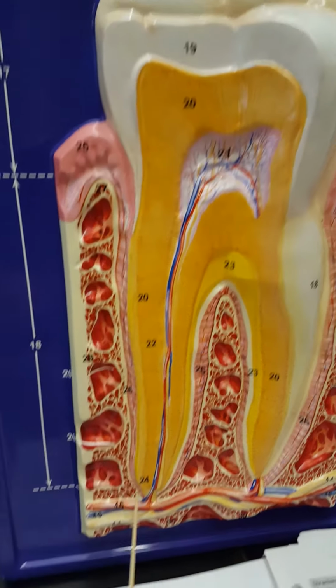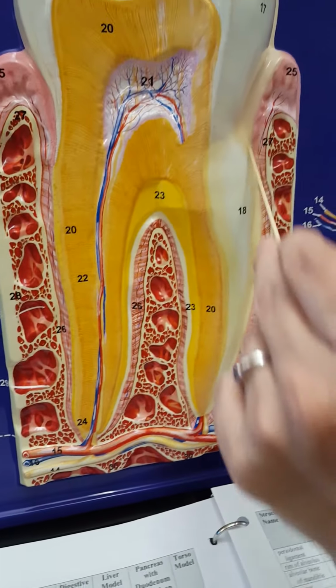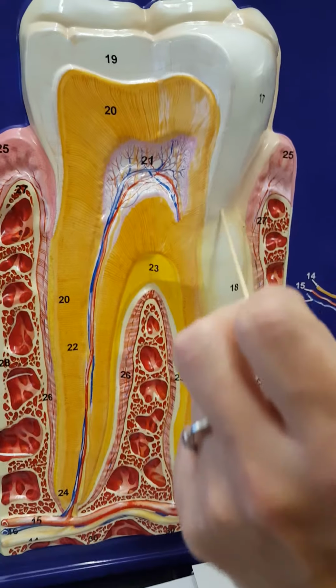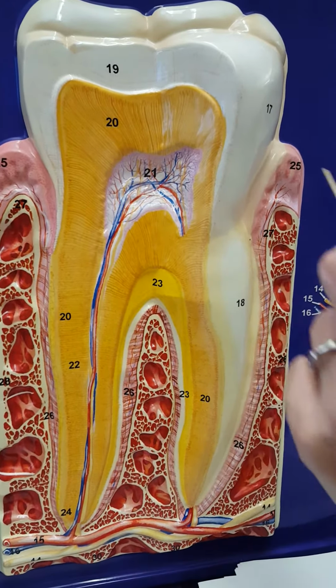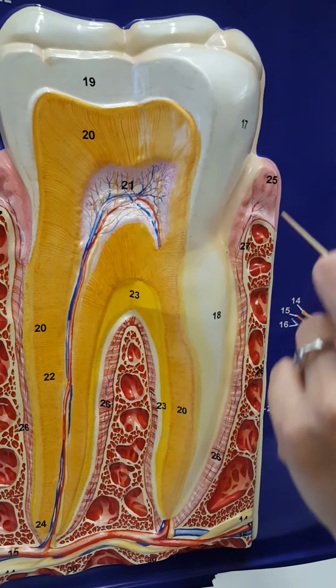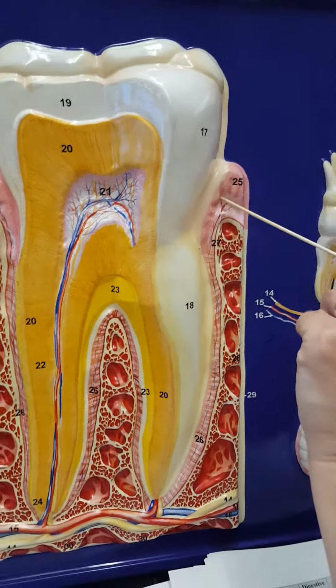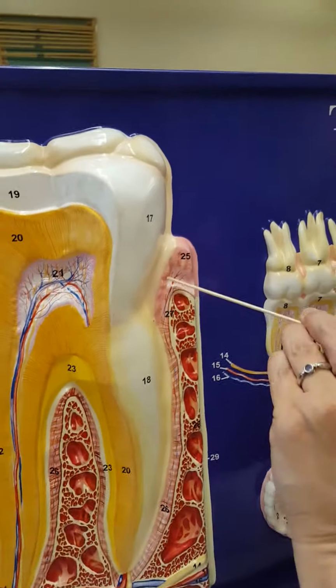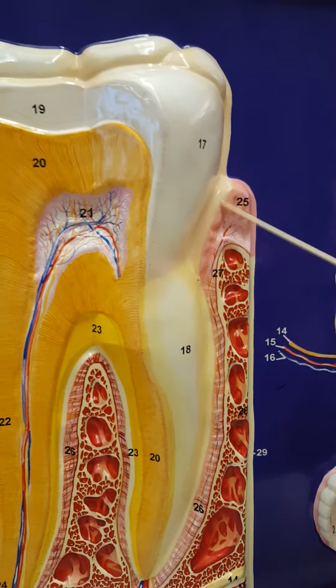Now the bottom part of the tooth that's in the bone that you can't see is called the root, and the area between the two is called the neck. It's supposed to be covered by the gums or the gingiva. So gingivitis is inflammation of the gums. And in some people, this gets worn away.